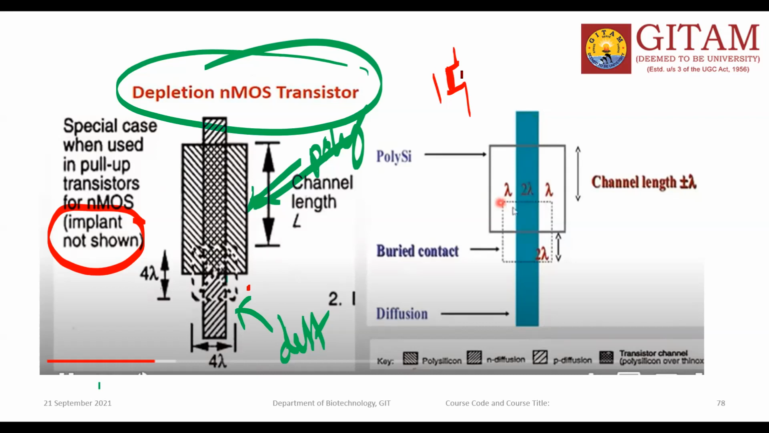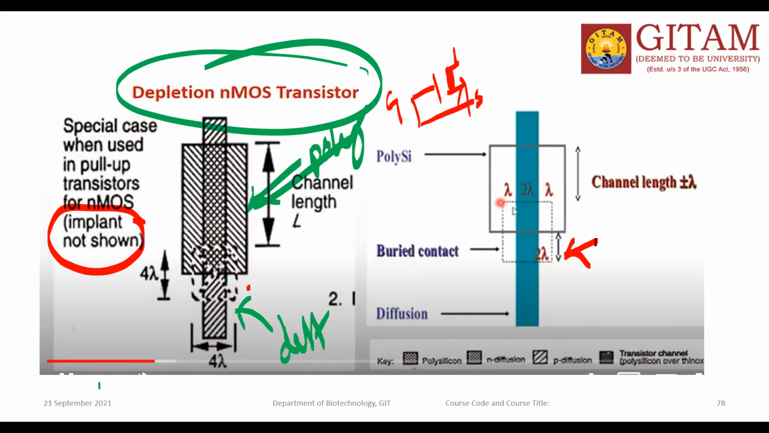In the depletion MOSFET, suppose this is the source. Then the gate is joined with the source like this. To join this gate and this source, the gate is polysilicon and the source is N diffusion. To join these two, the buried contact is required. See, this is the buried contact.